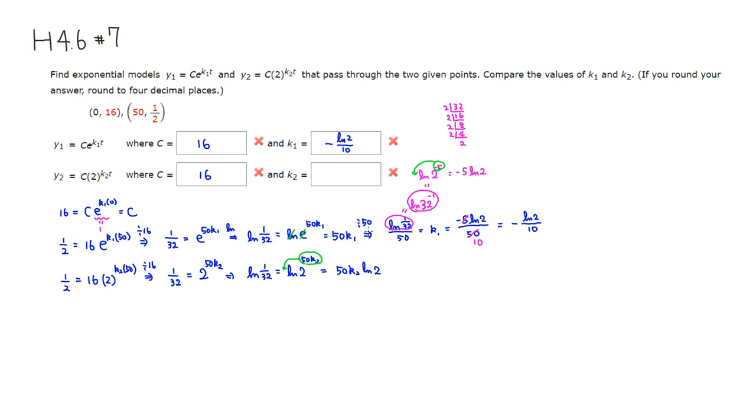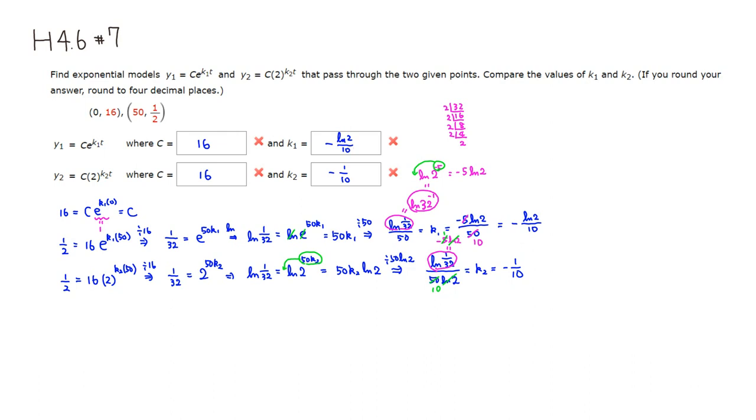So this gives you 50 k2 natural log of 2. We want to isolate k2, so I'm going to divide through by 50 natural log of 2. We get the natural log of 1/32 over 50 natural log of 2, which is equal to k2. Remember that the natural log of 1/32 can be rewritten as negative 5 natural log of 2. So we cancel the natural log of 2 on top and on the bottom, and the 5 gives you 10. So this simplifies to negative 1/10.